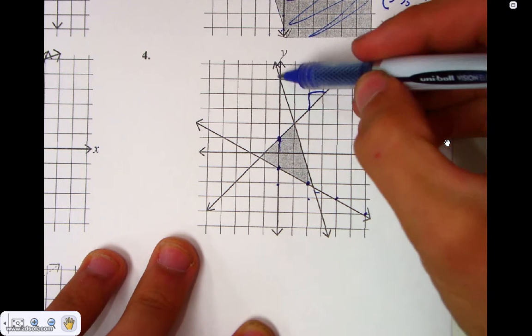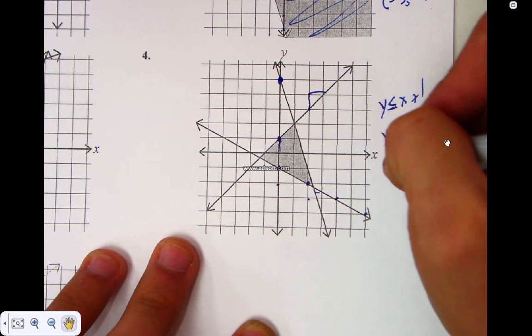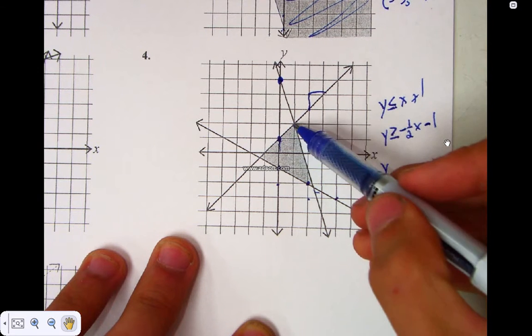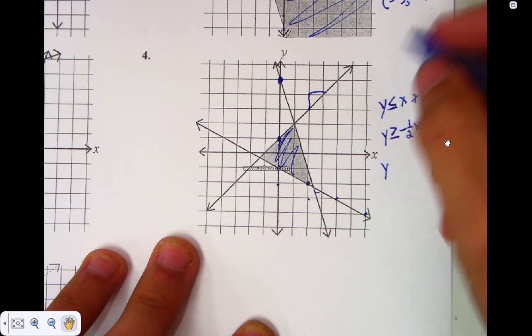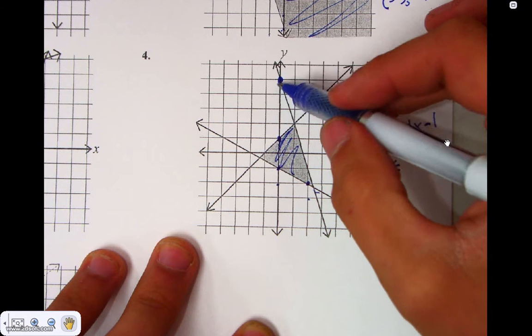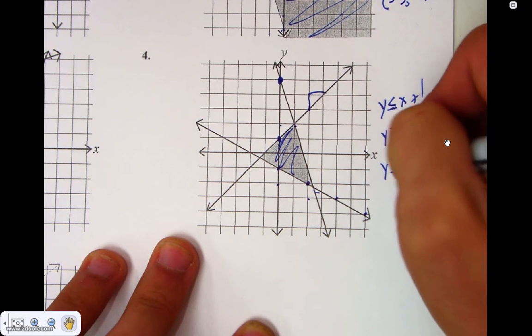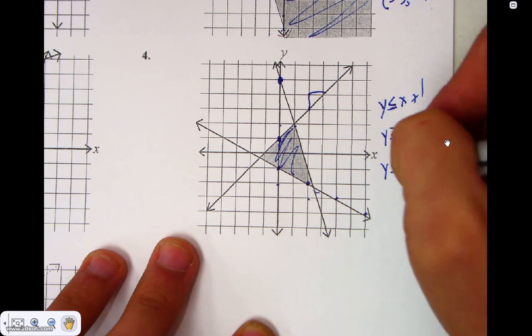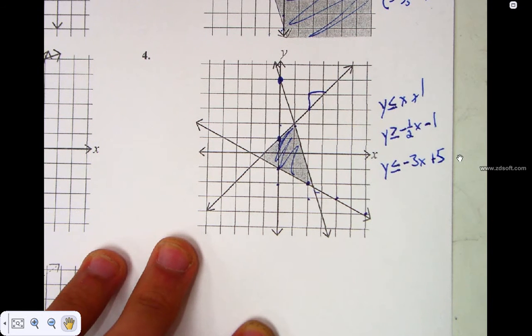Then I have another one way up here. Okay, starting point at 5, so that's going to be y. Again, I shaded below this line, so this side of the line below. Y is less than or equal to, a solid line again. My slope is down 3 over 1, so negative 3x, or negative 3 over 1x, started at positive 5. So those are my 3 equations for that.